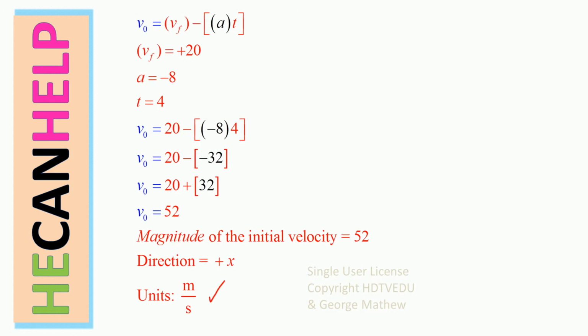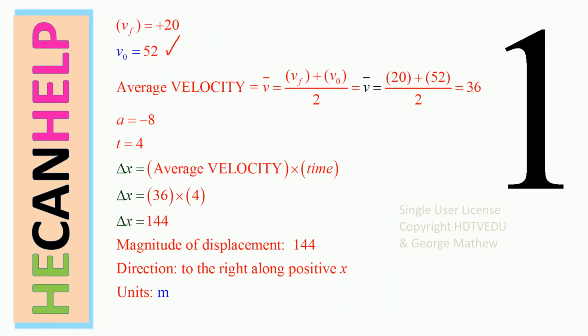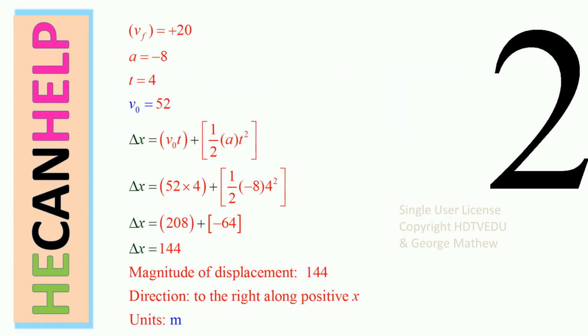What is the unit? Meters per second. What is the direction? Positive x. And what is the magnitude? 52. Once we have v final and v initial, then we have the average velocity. Once you have the average velocity of 36 meters per second and a time of 4 seconds, average velocity times time gives you the displacement, and that is 144. What is the magnitude? 144. What is the direction? To the right, along positive x. What is the unit? Meters.